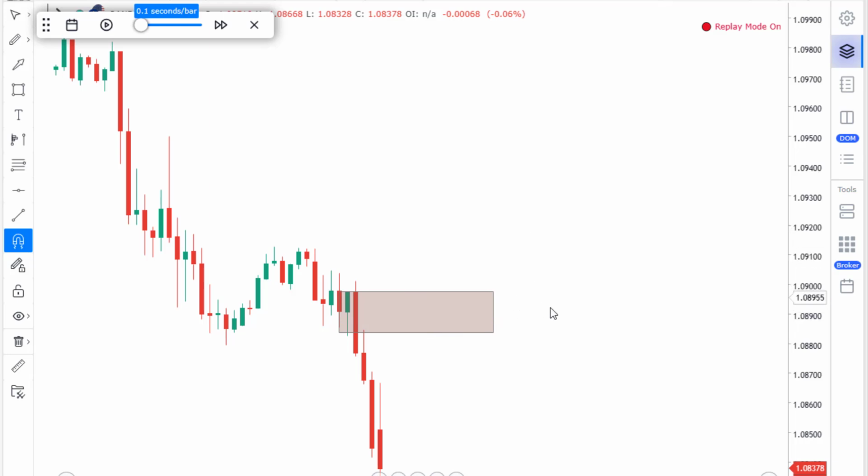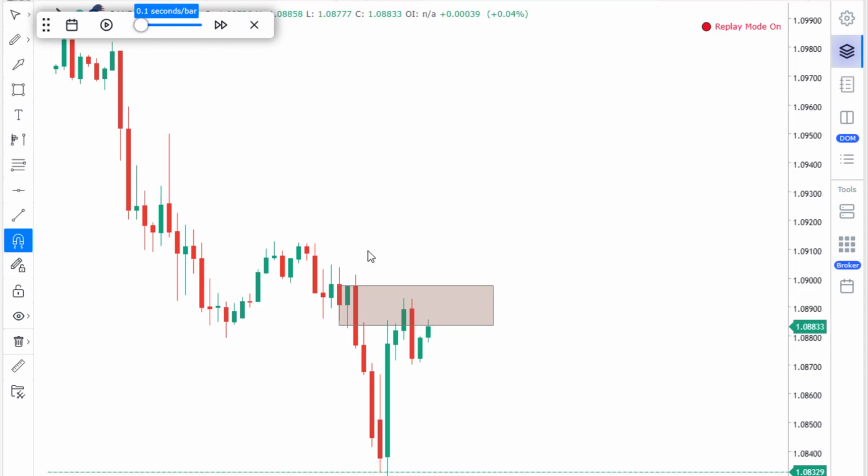Okay, so that's the direct entry, and the second entry is you have to wait for confirmations. Right, so now let's just use our replay tool so that price gets to the zone here. You can see now price has already tapped the zone. This is already at least 50% now. This is where we enter.